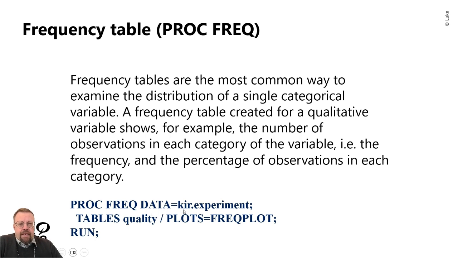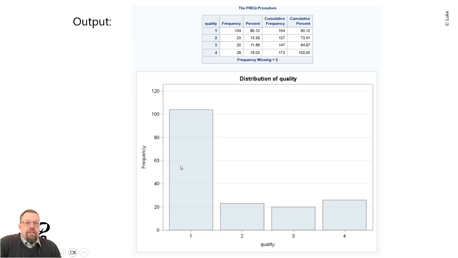Here we define that the data is found from the KIR library reference and the name of the SAS dataset is experiment. In the TABLES statement, we can define what kind of tables we want to create. So we are asking to create a frequency table from the variable quality. And in this additional option PLOTS, we are requesting to create also a frequency plot. And this is the result we get.